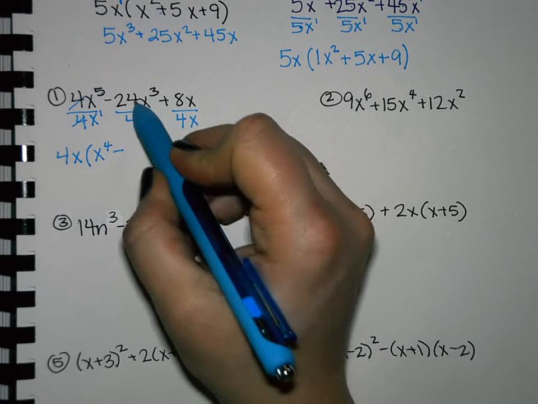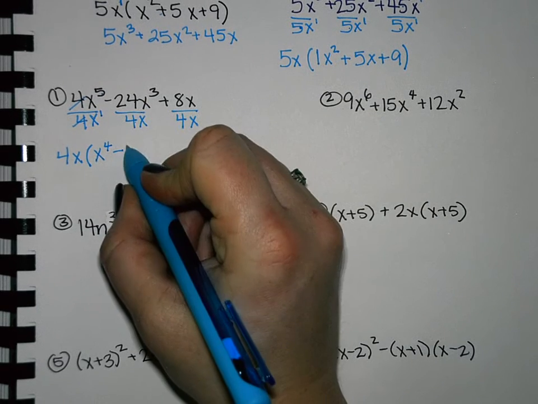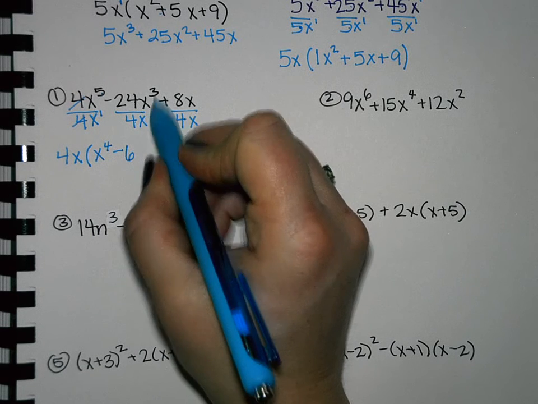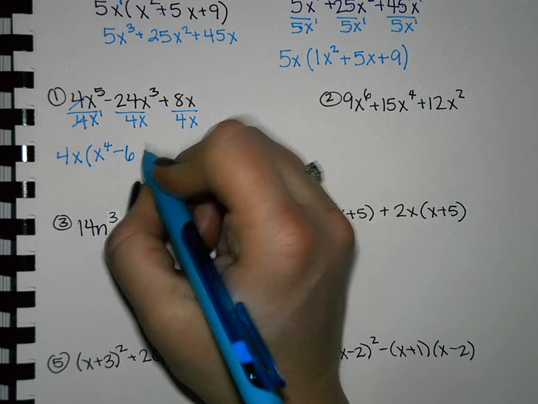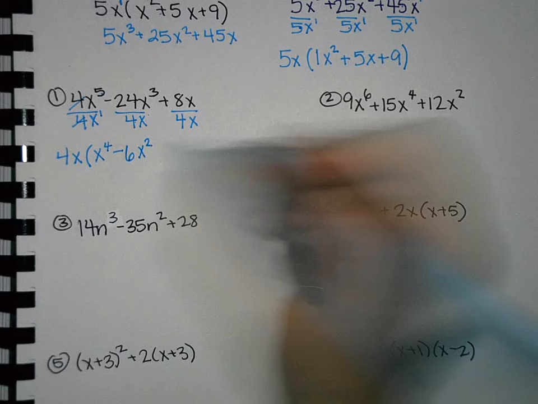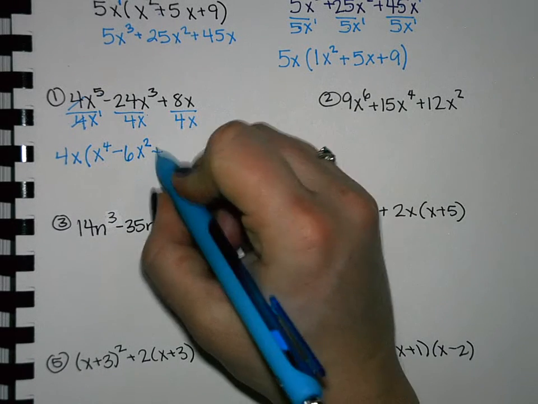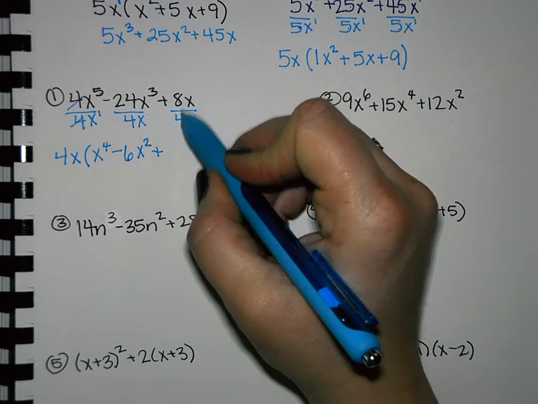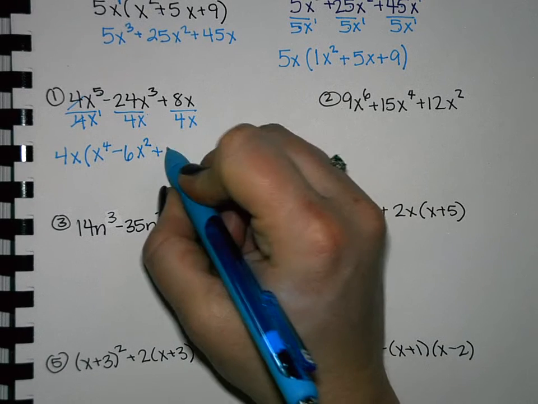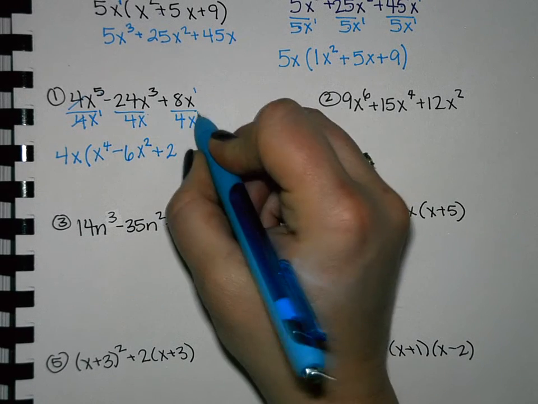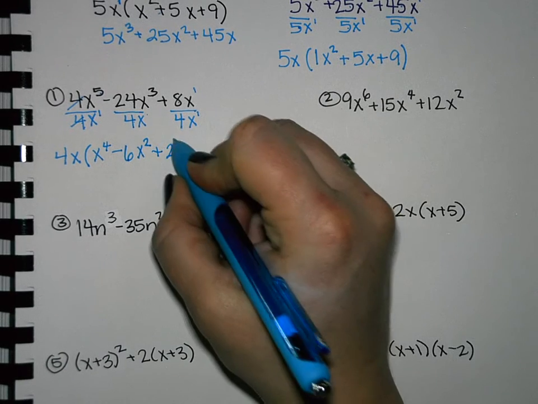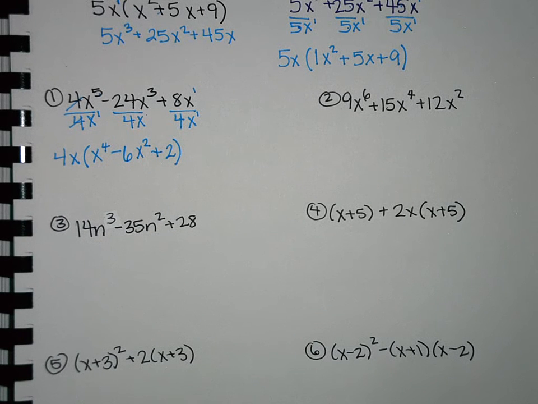Minus. Okay, what's 24 divided by 4? 6. And then our exponents, 3 minus 1, 2. Plus. What's 8 divided by 4? 2. And what's 1 minus 1? 0. So we don't have any variables left. And there's your answer.